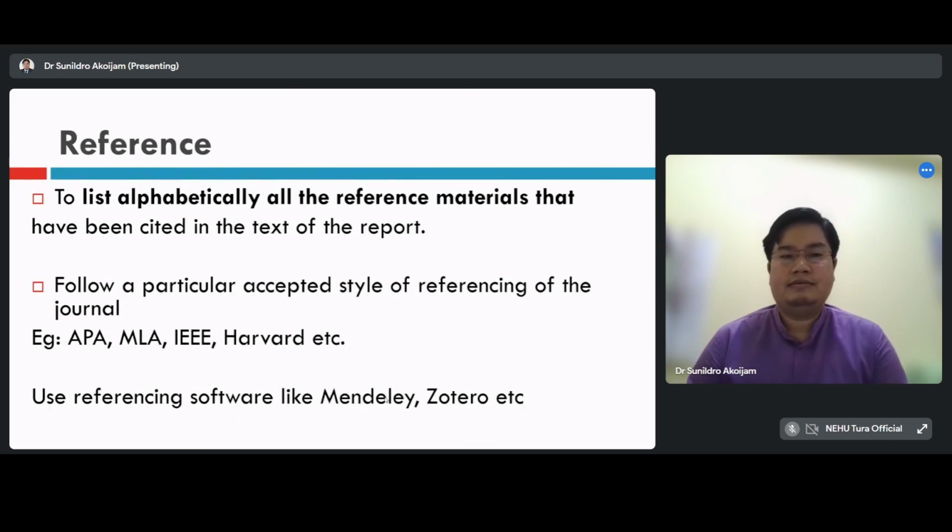Next is the reference. We all know what the reference is. The only thing you have to take care of is to identify what type of referencing style is accepted in a particular journal. And then accordingly, you have to restructure your references as per that accepted referencing style. And in order to make your referencing easier, nowadays a lot of referencing software tools are available. I mention here two software tools which are very common: Mendeley and Zotero. You can use any of these to help you in referencing. Okay.